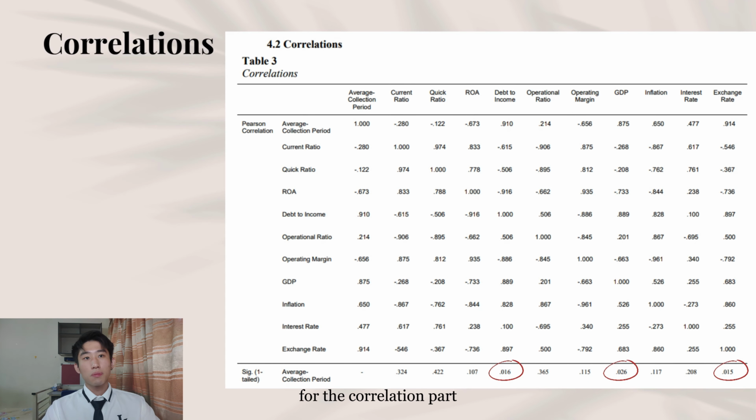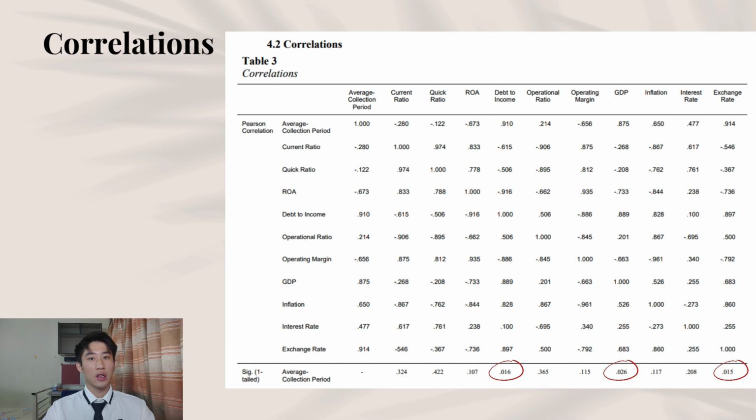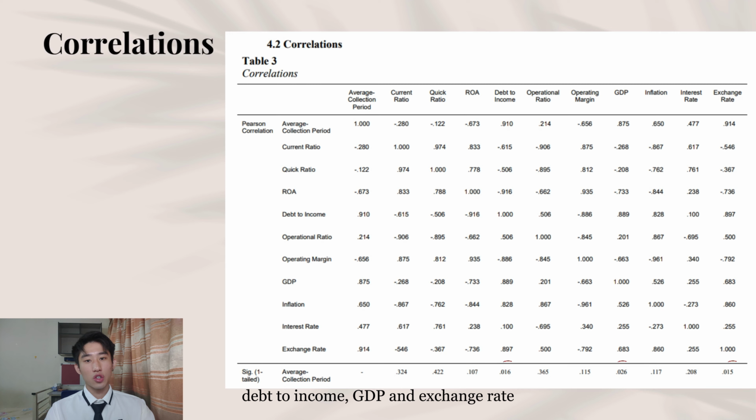For the correlation part, I can't put the whole table inside the slide because it was too big, but I already put the most important part of the correlation and I will explain it. Inside this table, there are 3 variables that are significant with the dependent variable. They are debt to income, GDP, and exchange rate.